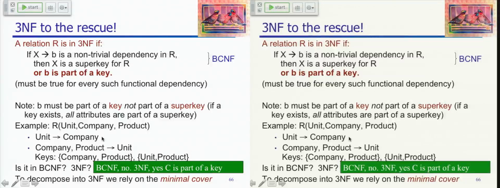Right, so let me just go over that once more. 3NF is similar to BCNF with one additional rule. And the rule says that if you have X determines B, and although X is not a superkey, if B is part of a key, then this is fine. Okay, so unit determines company is violating BCNF. However, it's not violating 3NF because company is part of a key, a minimal key. Any questions?